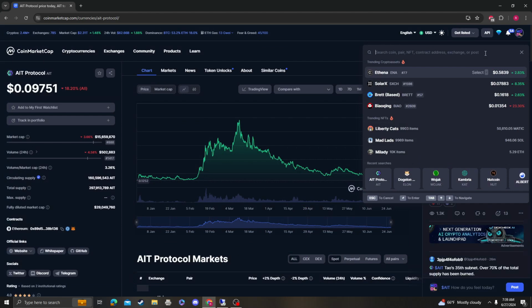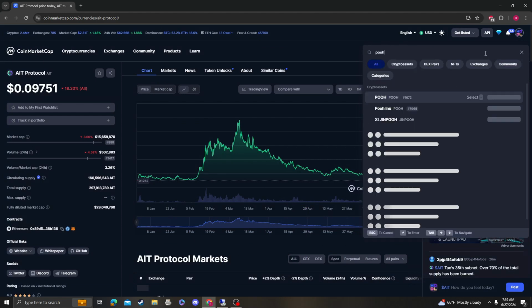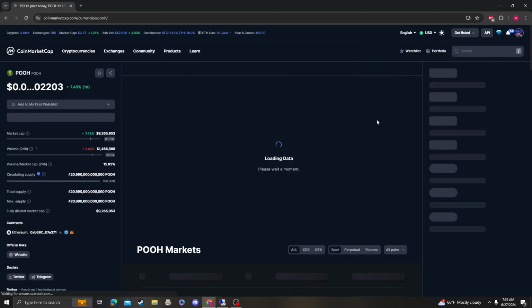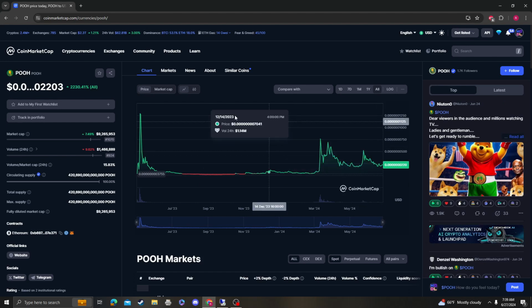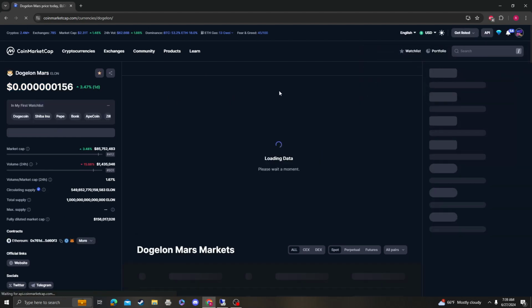And then the next one is Pooh. So let's get right into this one. Whoa, 9 million market cap, not bad. What is that? 1, 2, 3, 4, 5, 6, 7 zeros, 22. Okay. Let's see.